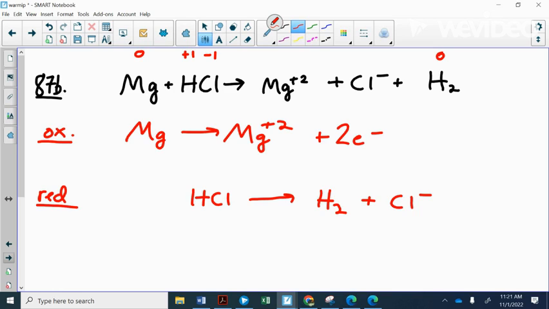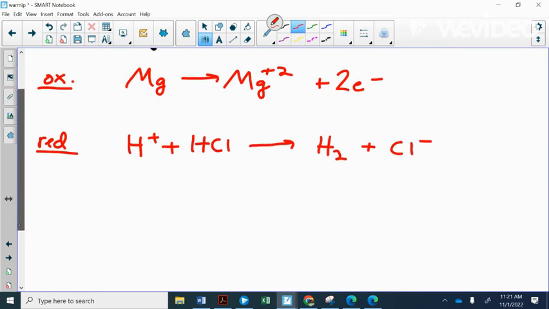Now, many of you might go, oh, well, I'll put 2 hydrogens there and then 2 chlorines. That is another way to balance it, but it's not this method. So we balance hydrogens using the hydrogen ion. Boom. Now charge using electrons.